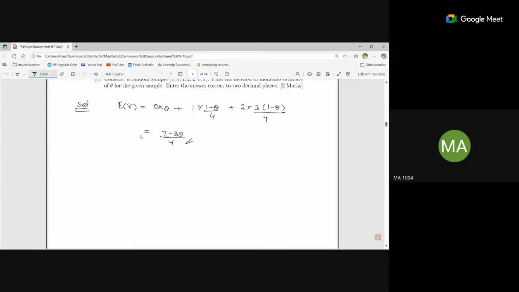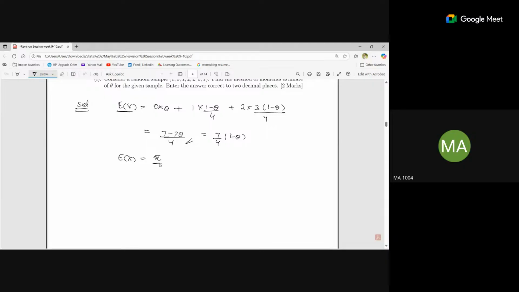Then the next step is we will be equating it with what? The sample mean, correct? Maybe 7 minus 7 theta. Yes, ma'am. So because we actually have 7 by 4, 1 minus theta, correct? Yes, ma'am. Okay. Now this expected value will be equated equal to what?